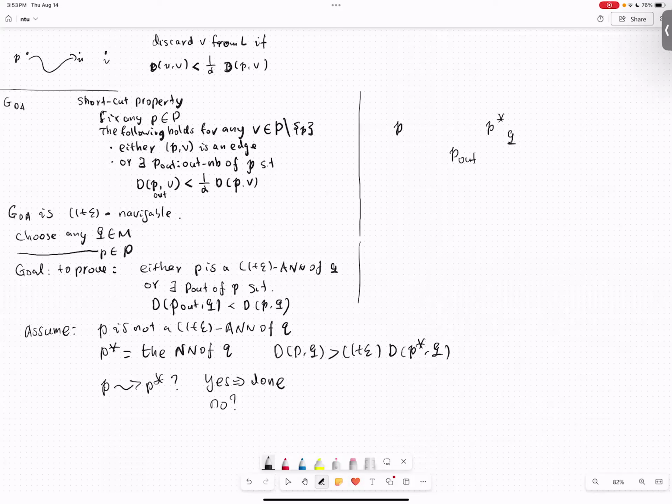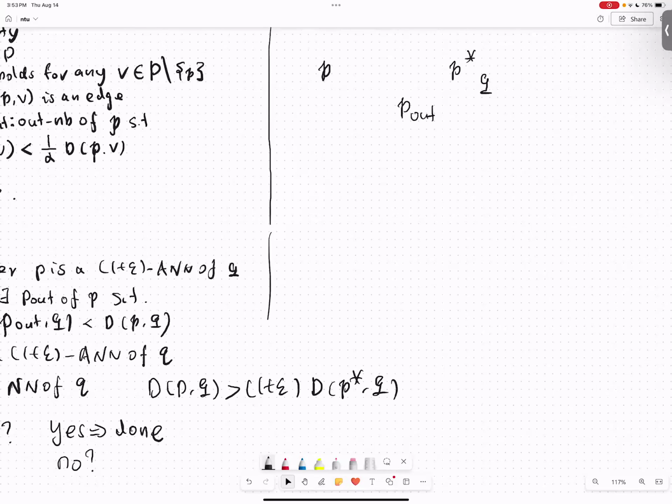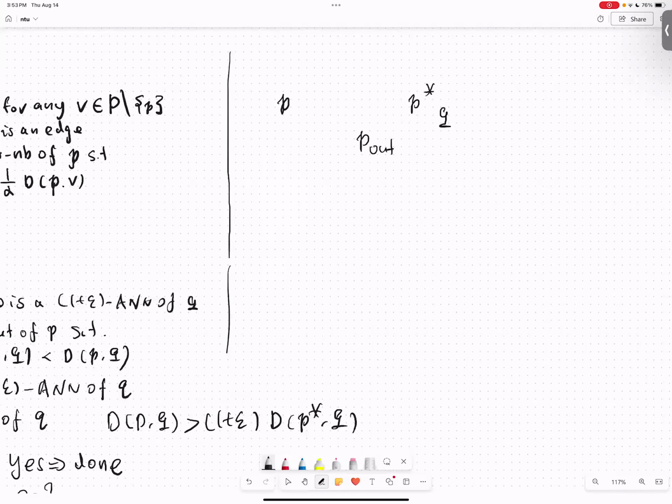Now, finally, we will turn this intuition into a formal proof. Indeed, this P out is our guy. Once again, what is P out? P out is the point promised by the shortcut property. Now, what is the shortcut property? Let's zoom into here. It says, if you look at the distance from P out to P star, this will have to be smaller than 1 over alpha of what? This is the distance from the previous hop.